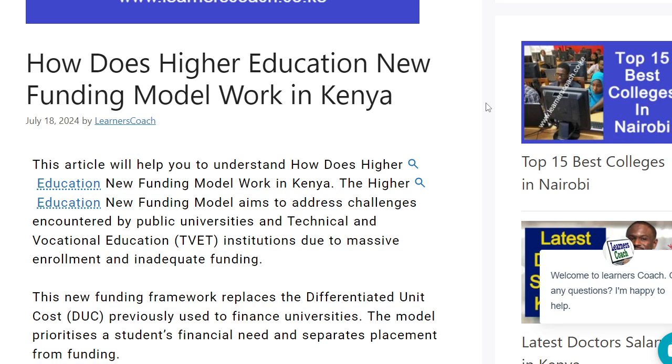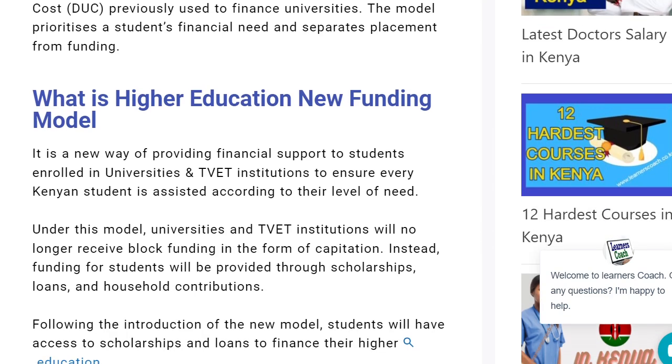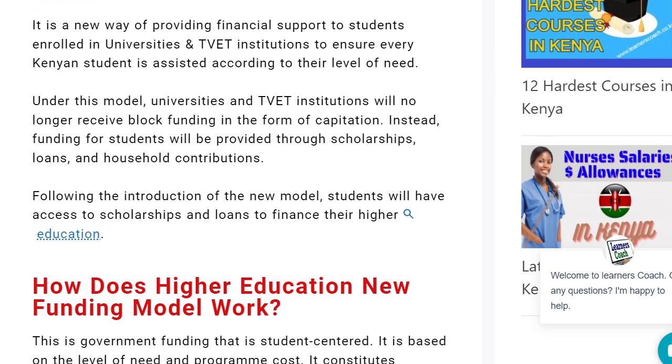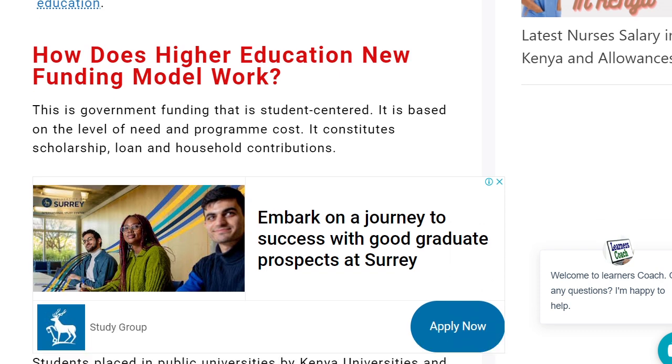As I mentioned, it replaces the old way of funding, that is differentiated unit cost, that was being used in universities. So ideally, just to narrow down to exactly what people want to understand: how does it work?